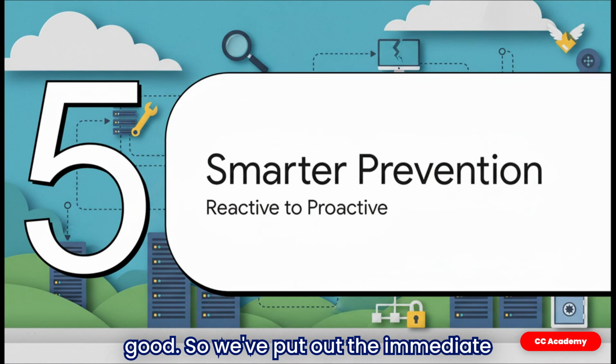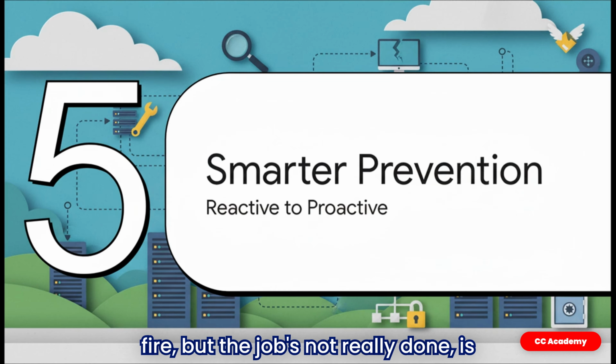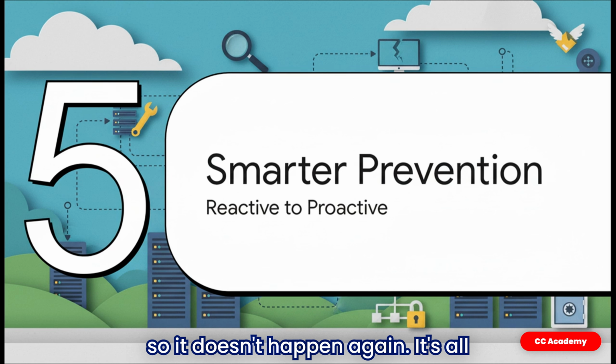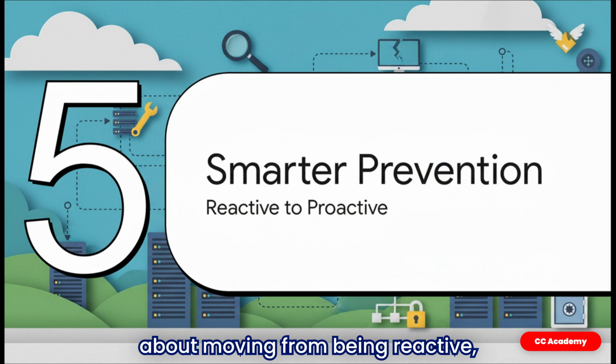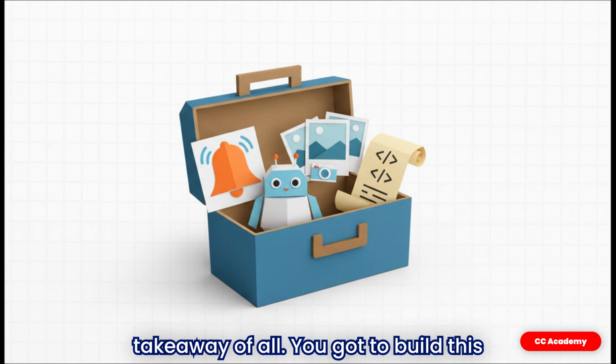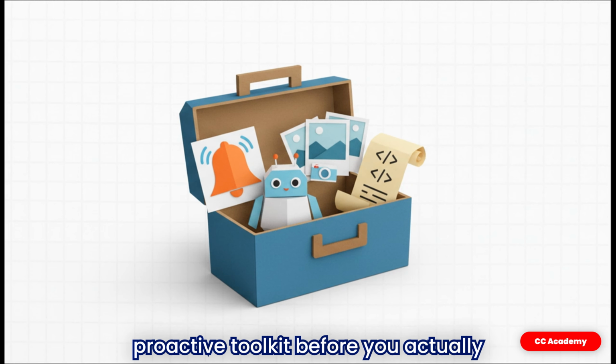So we've put out the immediate fire, but the job's not really done, is it? The real goal is to learn from this so it doesn't happen again. It's all about moving from being reactive, fighting fires, to being proactive. And this is probably the most important takeaway of all. You gotta build this proactive toolkit before you actually need it.